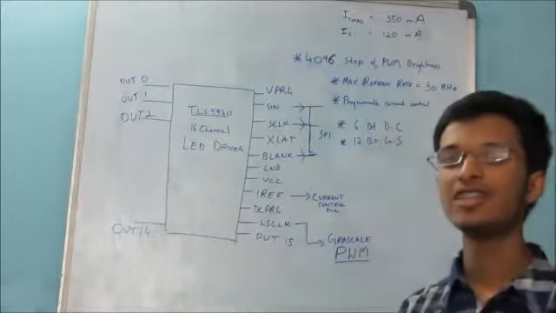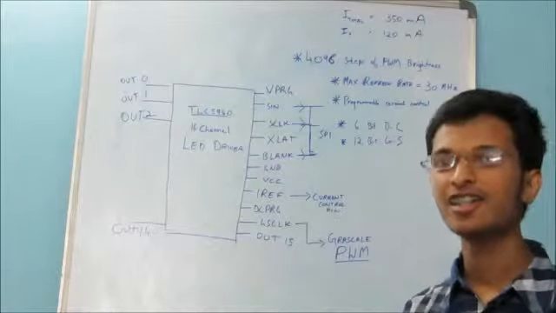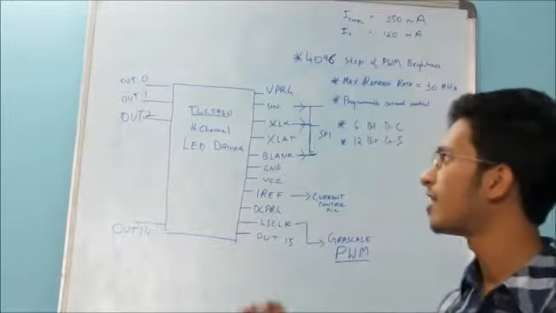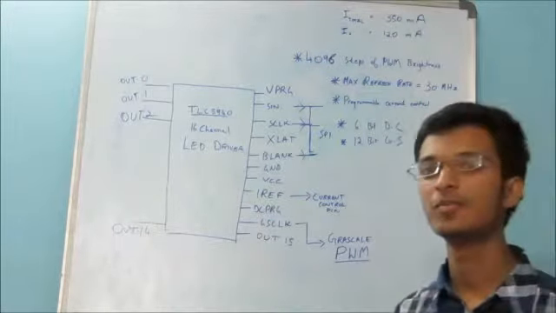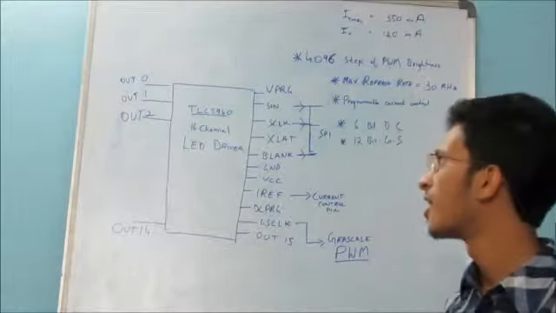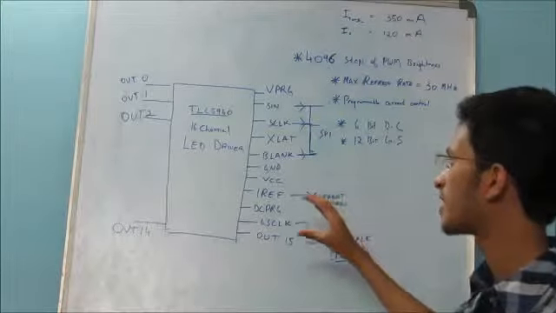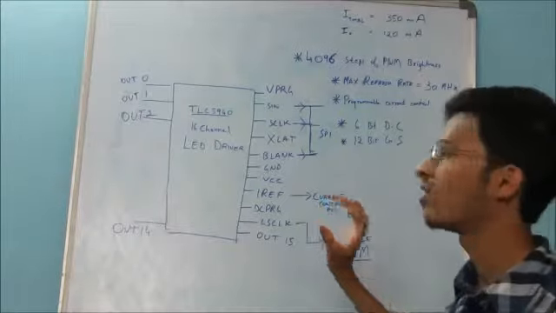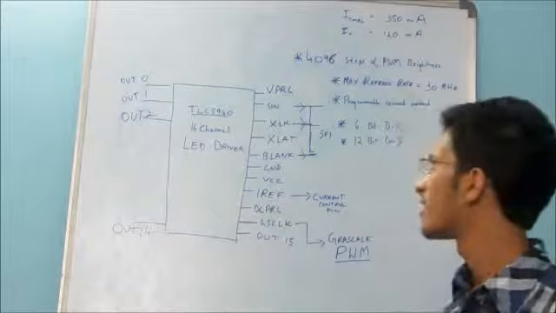TLC 5940 has two registers, grayscale and dot correction. Grayscale has a size of 192 bits, 12 into 16 channels, and dot correction has a size of 96 bits, 6 into 16 bits. Next is a current control pin, IREF. A resistor connected between IREF and ground controls the current through all the channels.